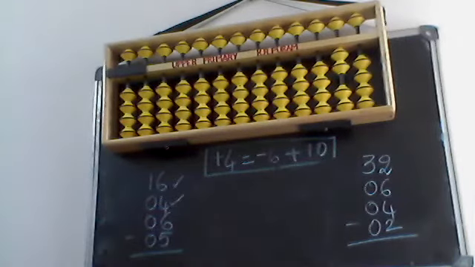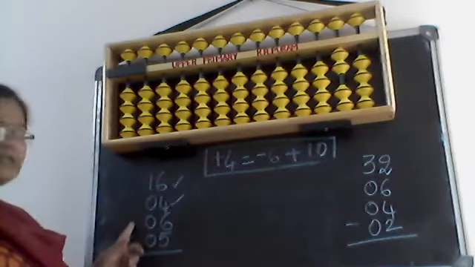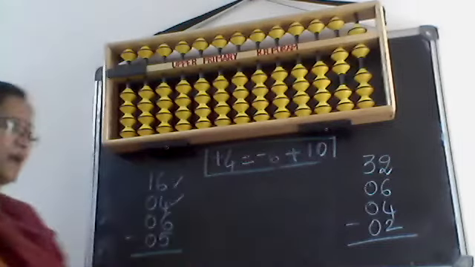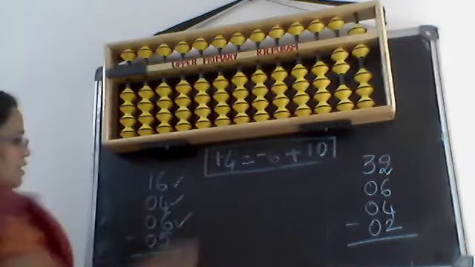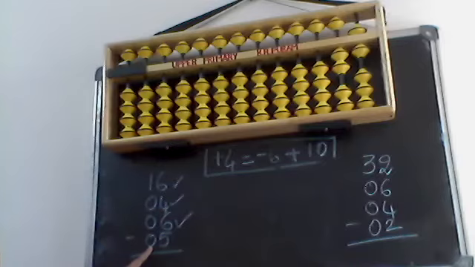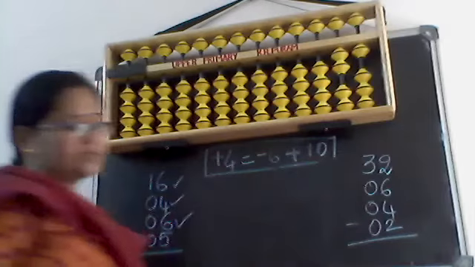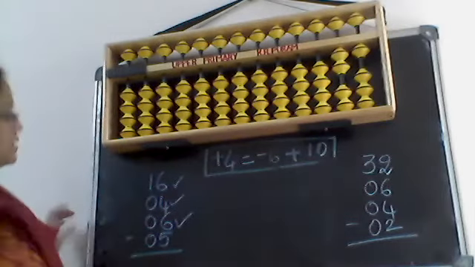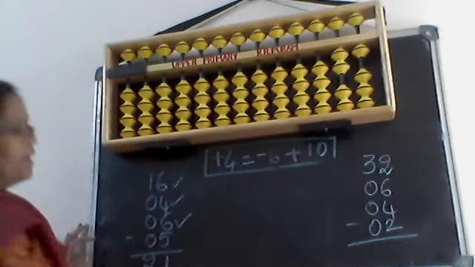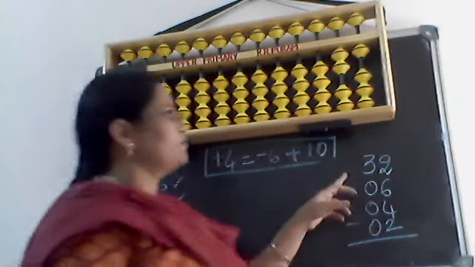Clear, children? Now we use 6. We have to add 6. Nothing is written means 6. You have to add 6. So use a butterfly finger. We have added 6 to it. Now minus 5. That means 5 should be away from the answer bar. The answer is 21.